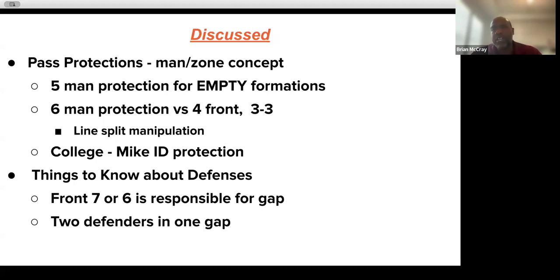Now, if you're in the NFL or college, you have guys that can really run, and you can put two defenders in a gap, but mostly in high school football, you're going to have one defender in each gap, and they're responsible for that gap. Let me get into it and start talking about the different things that I've seen.